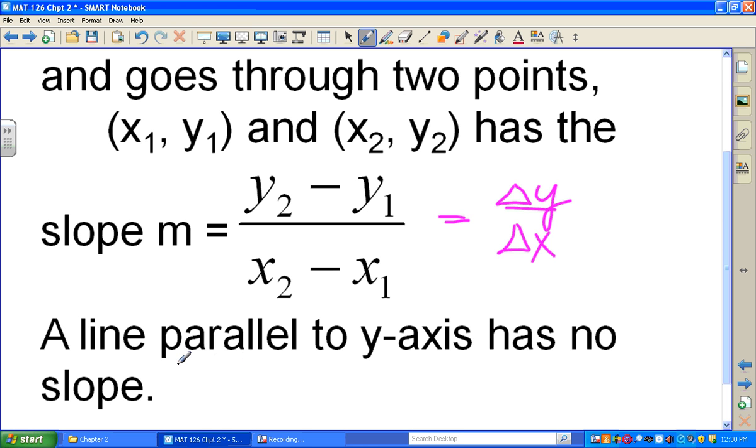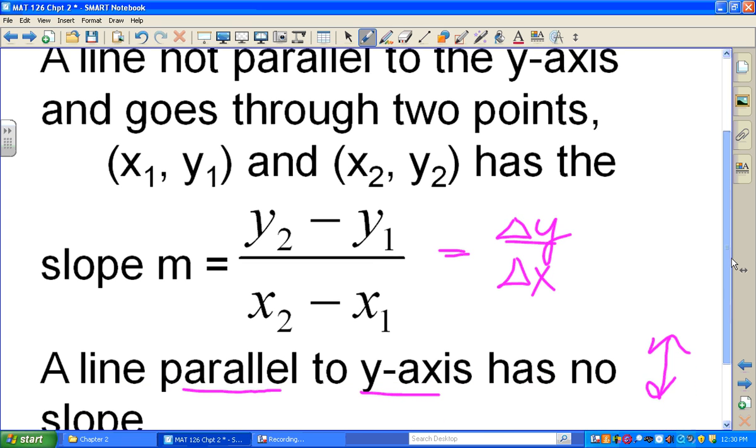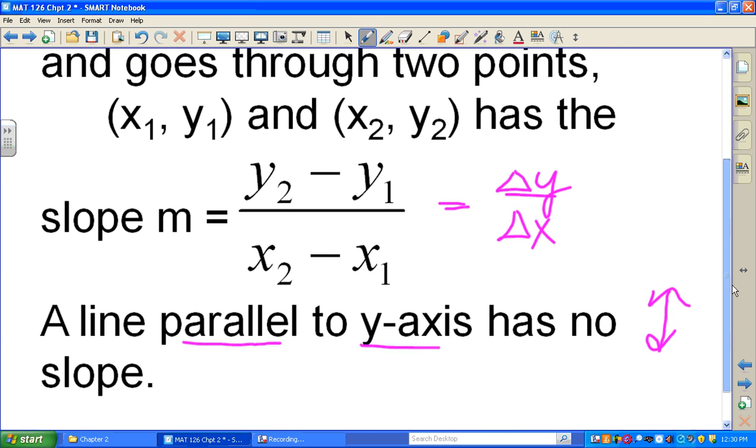A line parallel to the y-axis has no slope. That's pretty obvious. Parallel to the y-axis has no slope. And up here, I think it says parallel to the y-axis goes through the point. All right. I think that's the textbook definition.